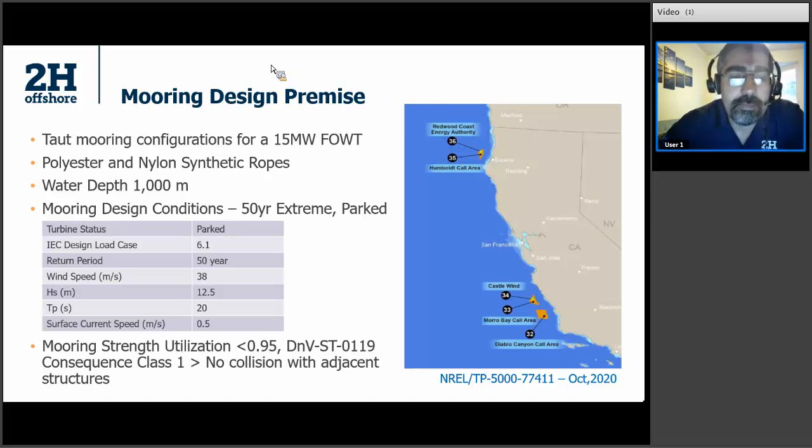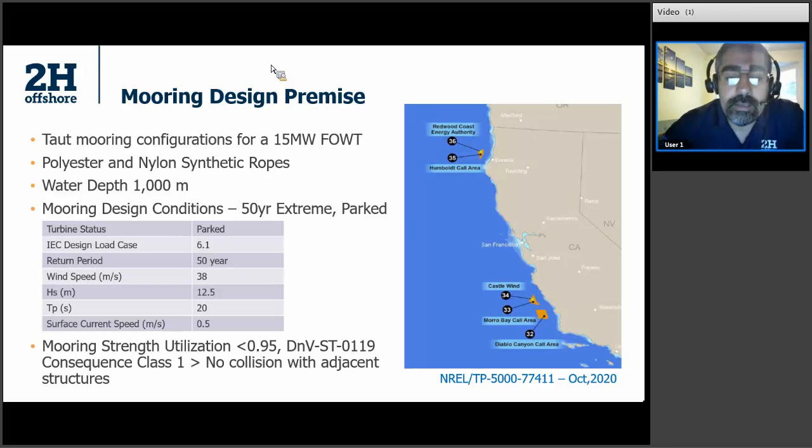There are some performance and mechanical property differences between polyester and nylon, and we'll see how that affects the mooring design. In our study, we are looking at 1,000-meter water depth offshore California. The picture on the right shows the call areas, BOEM's call areas, in offshore California. There are 5 identified so far.